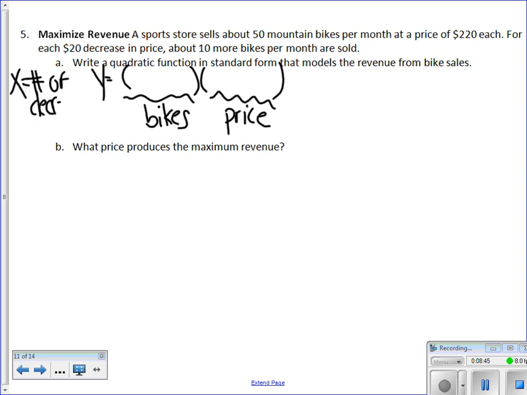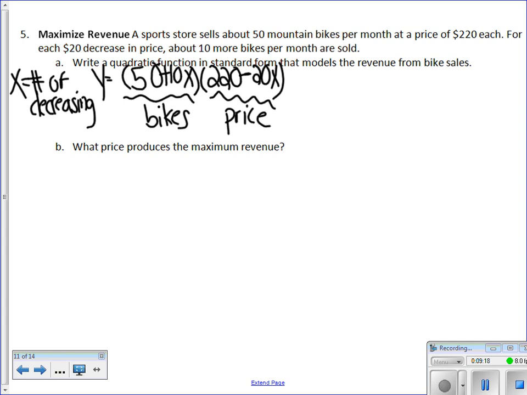And y is going to represent that maximum cost. So I start out, I'm selling about 50 bikes per month at a price of $220 each. For each $20 decrease in price, so that goes in my price category, so for every x decrease I do, it's going down 20, we're selling 10 more bikes. So for every decrease in price, we're adding 10 bikes.